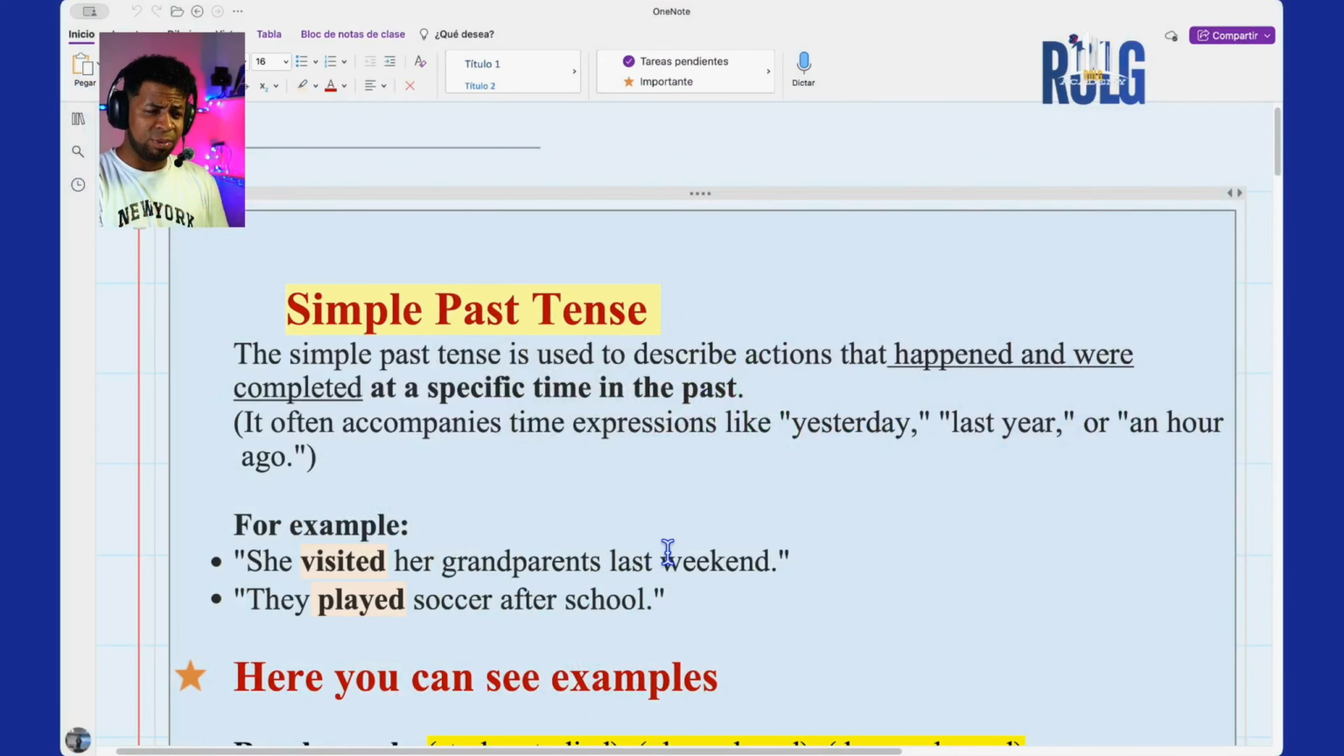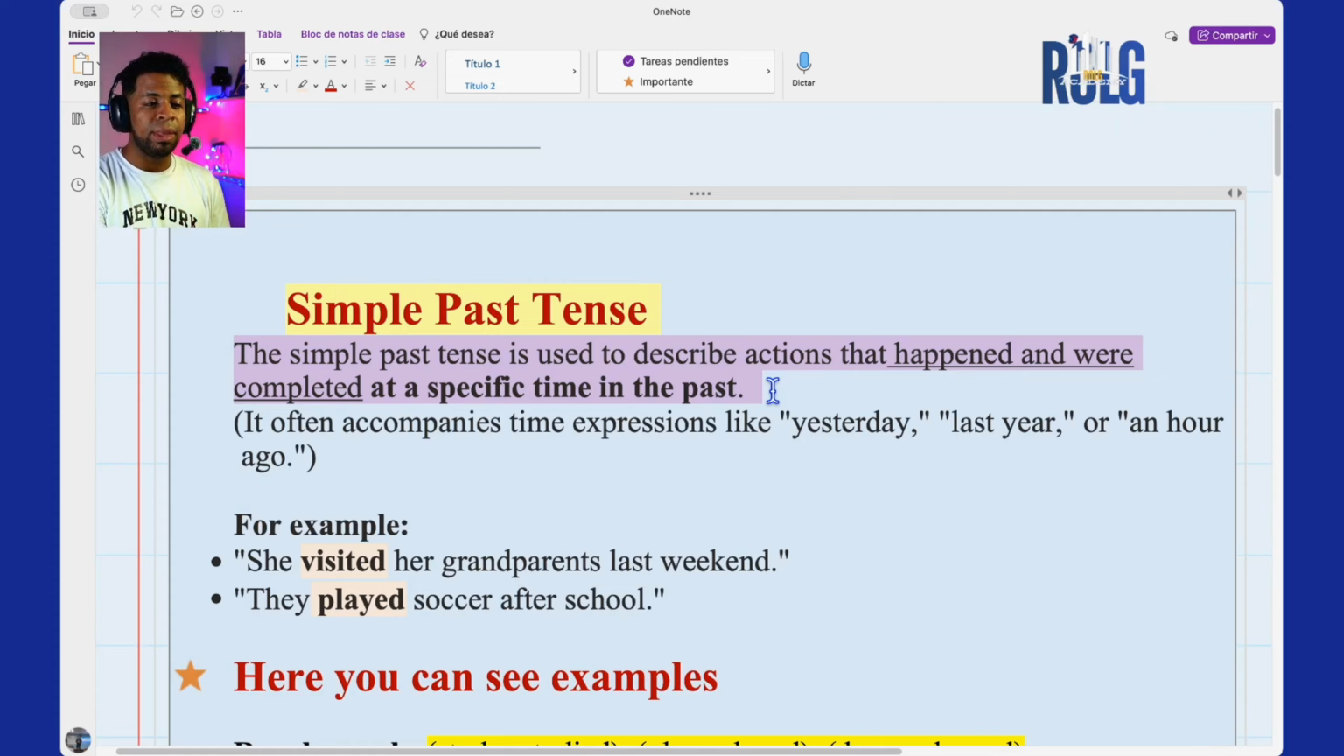So let's read this part. We have here that the simple past tense is used to describe an action that happened and was completed at a specific time in the past. This is important. I think this is the most important part of this definition, because we have to understand that it happened and was completed at a specific time.